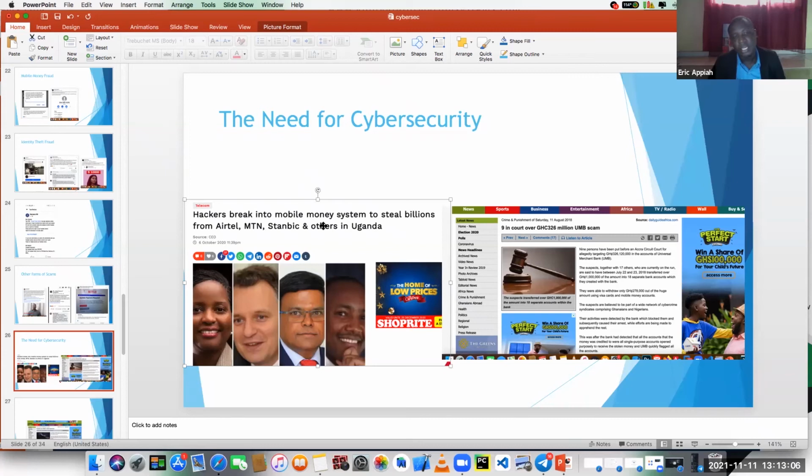And in recent times, post-COVID, everything is online. Everything is digital now. It's important that organizations take key interest in cybersecurity, and they need to protect data from unauthorized users.